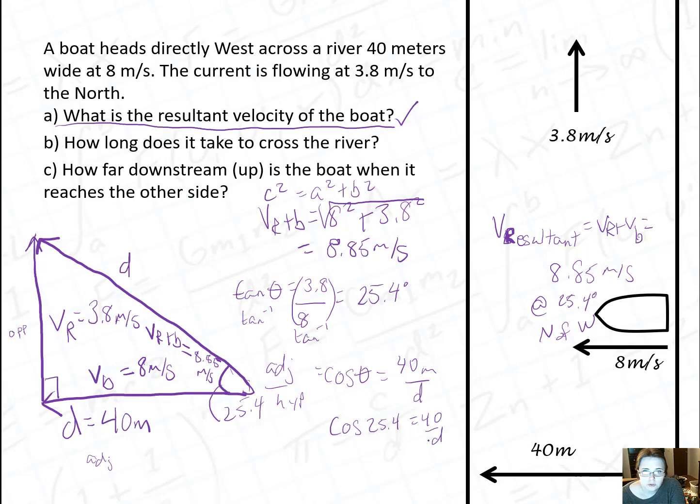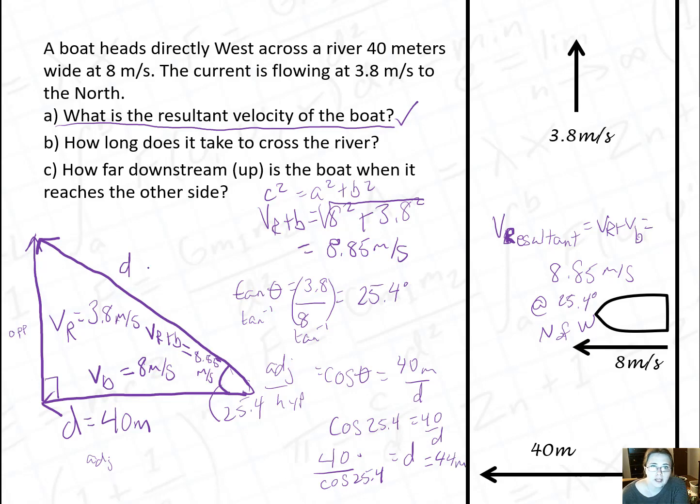And now we just need to swap places with cosine of 25.4. So 40 divided by cosine 25.4 is equal to the distance that we're looking for. And then this distance becomes 44 meters.